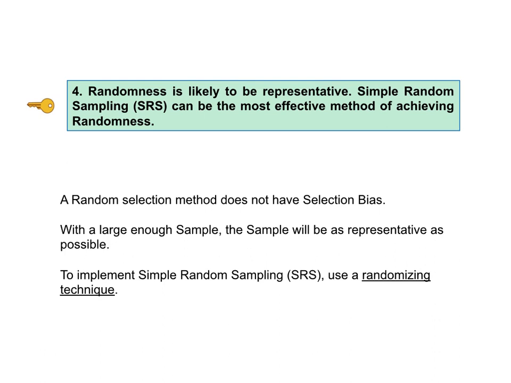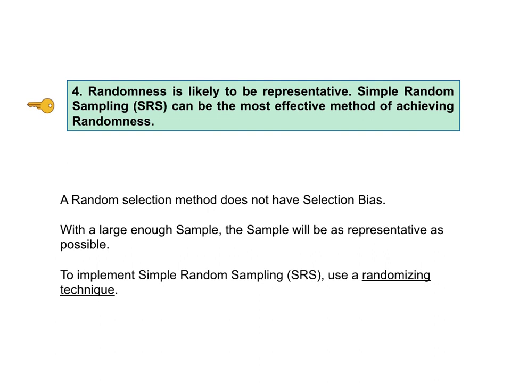Key to understanding number 4 says, randomness is likely to be representative. Simple random sampling, SRS, can be the most effective method of achieving randomness. There is no bias in true randomness. In a random selection method, each possible sample of a given sample size is equally likely to be selected. So a random selection method is unbiased. So if the sample size is large enough to reduce the sampling error to a tolerable level, and for more on this, see the articles on sample size and the videos, the sample will be as representative as possible.